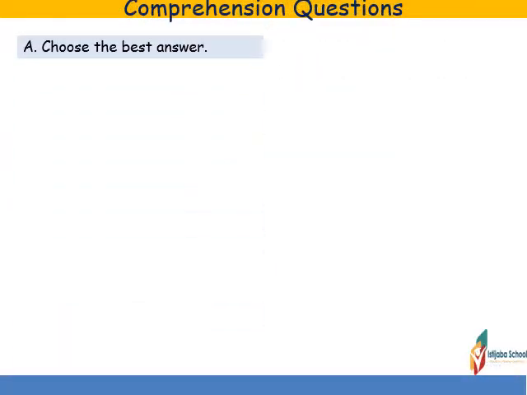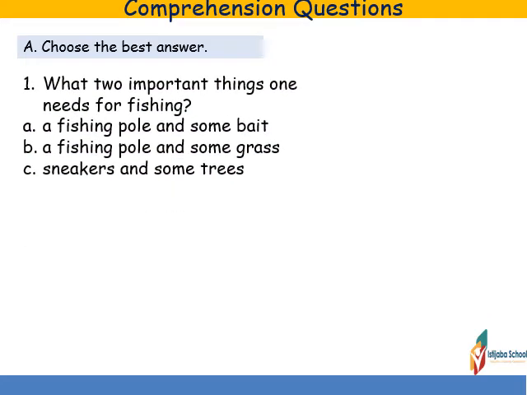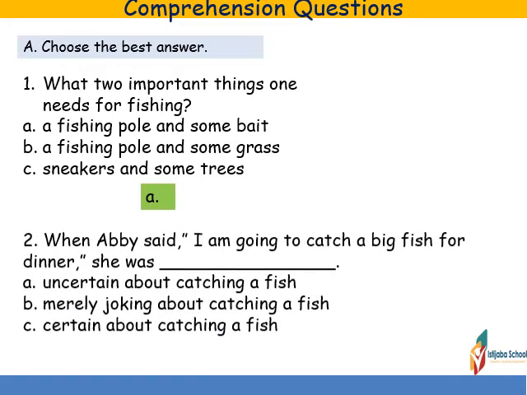Comprehension questions. Choose the best answer. What two important things does one need for fishing? A, a fishing pole and some bait; B, a fishing pole and some grass; C, sneakers and some trees. So the correct answer is A.